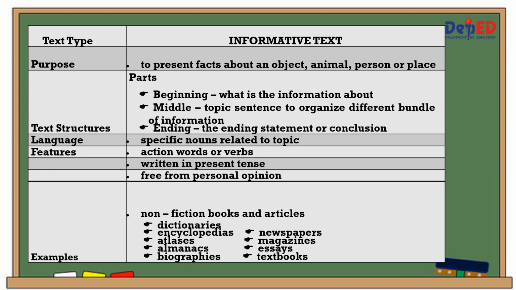Informative text. The purpose is to present facts about an object, animal, person, or place. Text structure: it has a beginning, middle, and ending. The language features are specific nouns related to the topic, action words or verbs, written in present tense, free from personal opinion. For example, non-fiction books and articles, dictionaries, encyclopedias, atlases, almanacs, biographies, newspapers, magazines, essays, and textbooks.